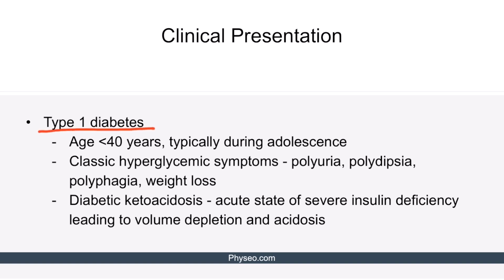So type 1 diabetes, as mentioned earlier, occurs in people aged less than 40, and it typically occurs in adolescence, and it has the classic hyperglycemic symptoms such as polyuria, polydipsia, polyphagia, and weight loss. However, many patients with type 1 diabetes first present with a condition known as diabetic ketoacidosis. It's an acute state of severe insulin deficiency, which leads to severe diuresis. And volume depletion and unrestricted keto acid synthesis leads to severe acidosis. And please refer to our lecture on acute complications in diabetes for a more detailed discussion on diabetic ketoacidosis.